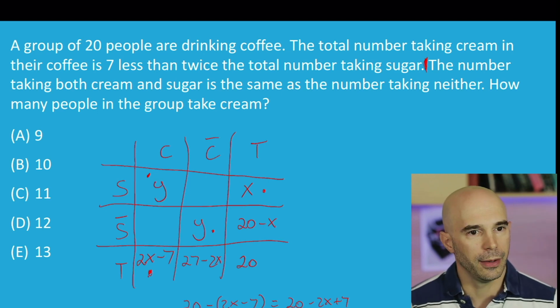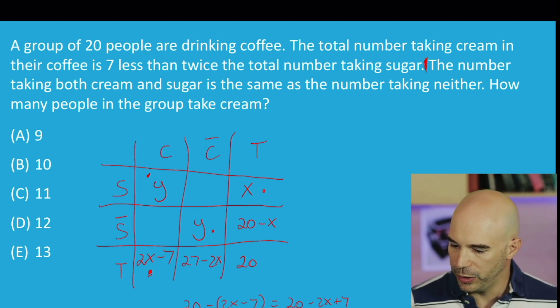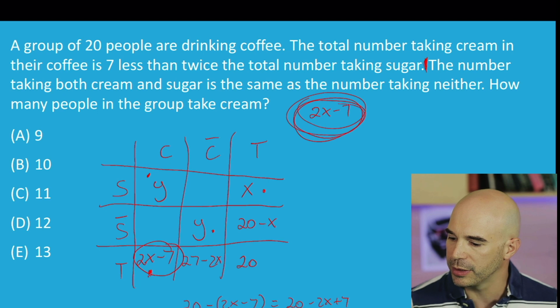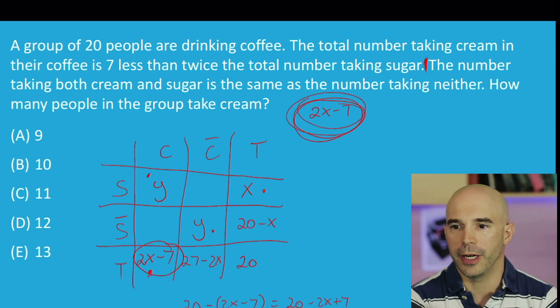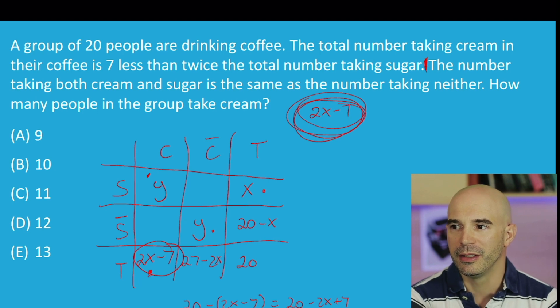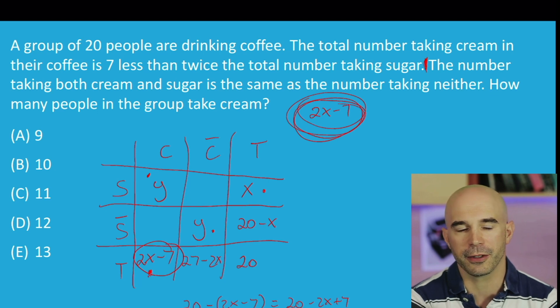These are both y. Now the question is asking how many people in the group take cream, and we called that 2x minus 7, so I'm just going to write here 2x minus 7, put a circle around it, because what I don't want to happen is that I end up solving for x, and then that's going to be in the answer choices as a trap answer, and then I'll pick it happily and move on to the next question, forgetting that they're actually not asking for x, they're asking for 2x minus 7. So before I solve for x, I like to make a big note for myself on my scratch paper. What is it that I'm actually trying to solve for?